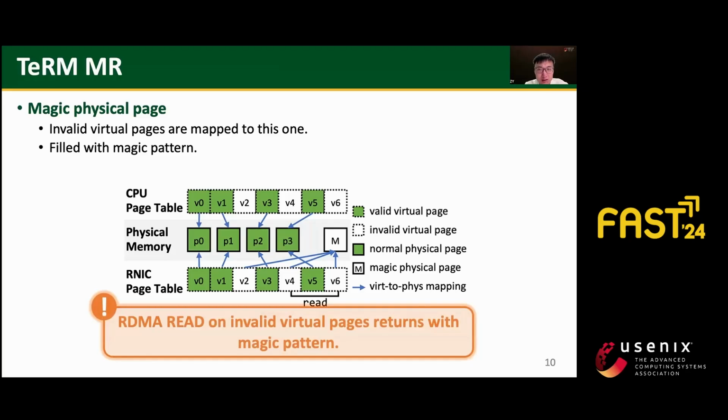Based on this design, an RDMA read on invalid virtual pages can access data without triggering an RNIC page fault. It returns the magic pattern on the magic physical page. In this way, we remove the RNIC page fault from the RNIC hardware. Instead, we let the software check and handle the page fault.